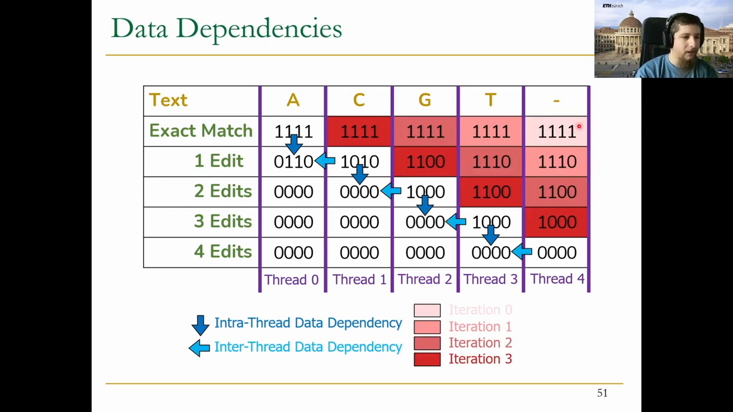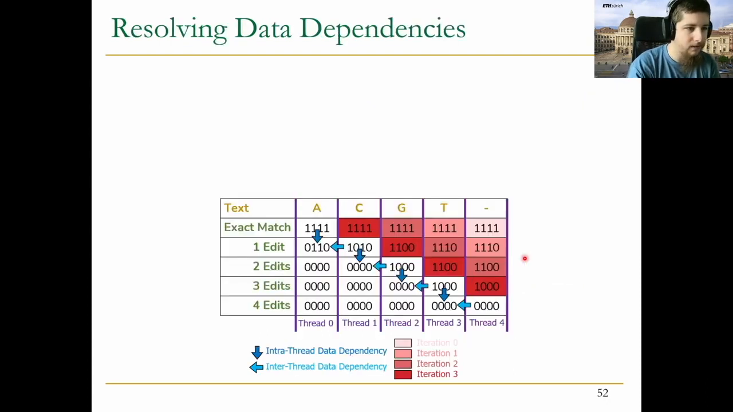This is the order of calculation. In the first iteration, you can only calculate this entry, and then from the data dependencies in the next iteration, you can calculate these two. In the third iteration, you can calculate these, and so on. And now the question is, how do we actually resolve the data dependencies? So yes, we showed we can do it in this order, but how do we actually communicate the data? What's the actual mechanism to communicate the data between threads?